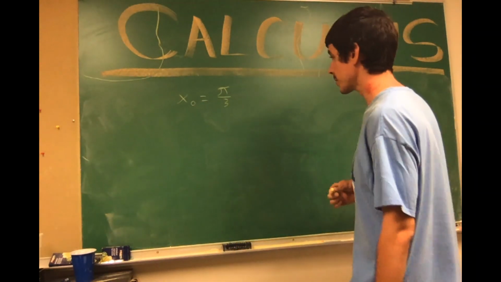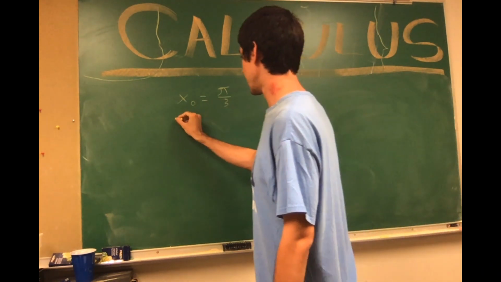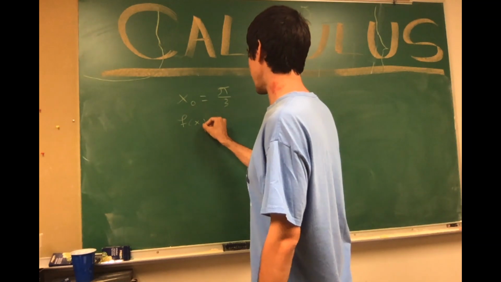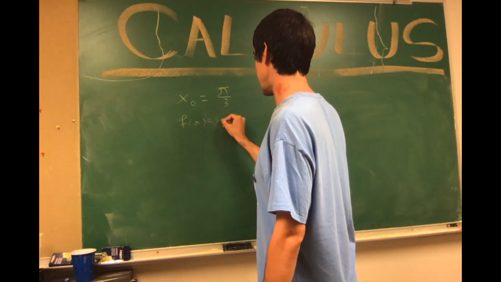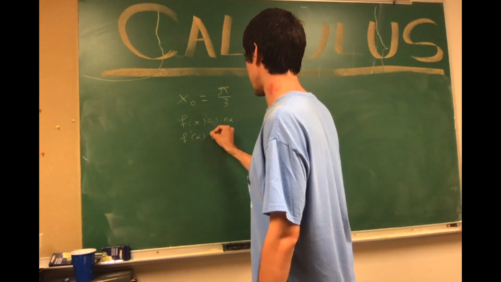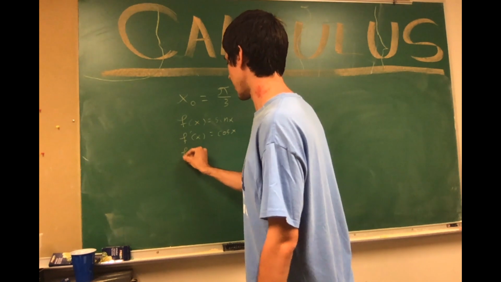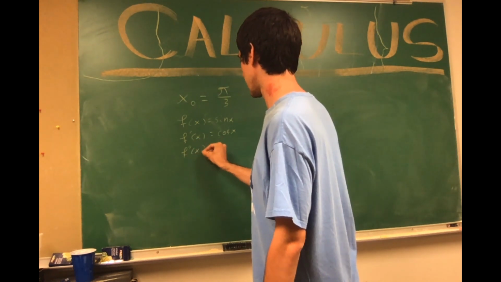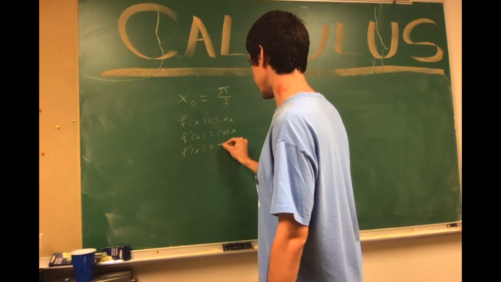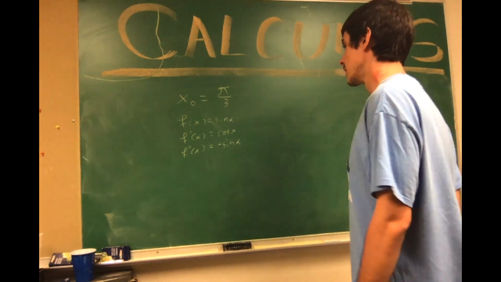So x0 equals pi over 3, f of x equals sine x, so f prime of x equals cosine x, and f double prime of x equals negative sine of x, right? Negative sine is the derivative of cosine.